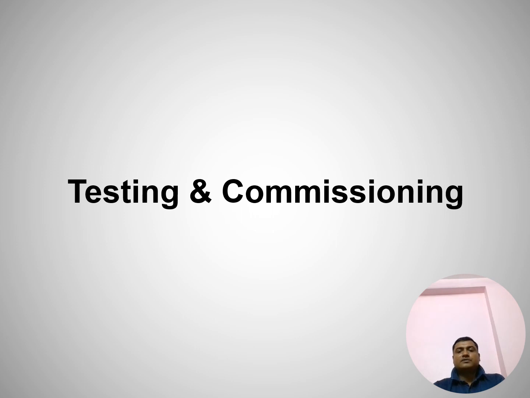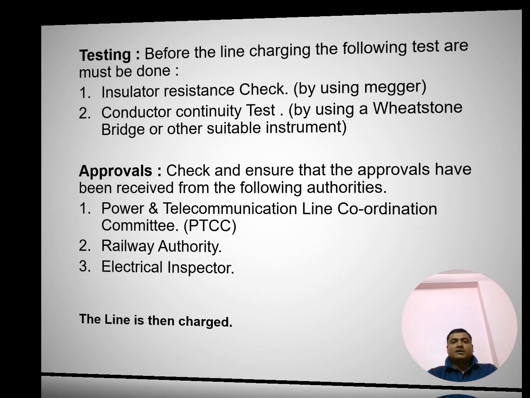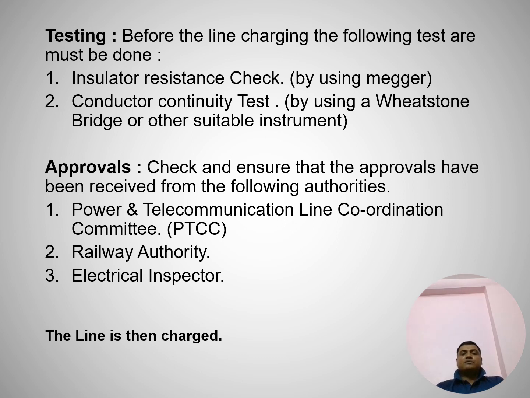Now coming to the testing and commissioning. Testing before line charging, we have to check insulation resistance by Megger, and conductor continuity test. Basically use Wheatstone bridge or any other equipment, and we have to take clearance from railway authority, from power and telecom line coordination committee. It's called PTCC. PTCC clearance has to be taken, and electrical inspector clearance, CEI, chief electrical inspector clearance. We have to take these three clearances, and after that, if all are okay, if the insulation level is okay, if conductor continuity is okay, if I get all these three clearances, then we can charge the line.